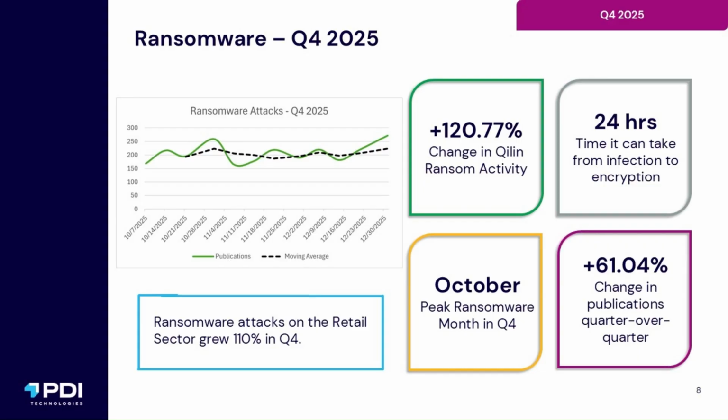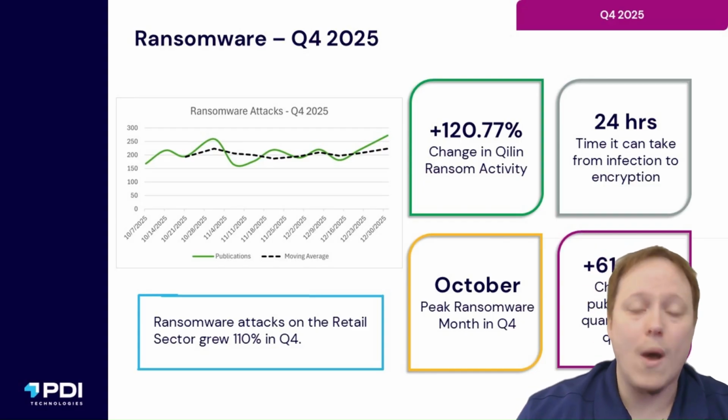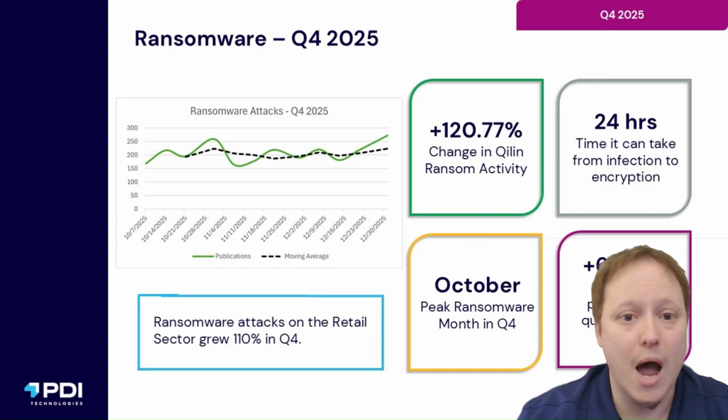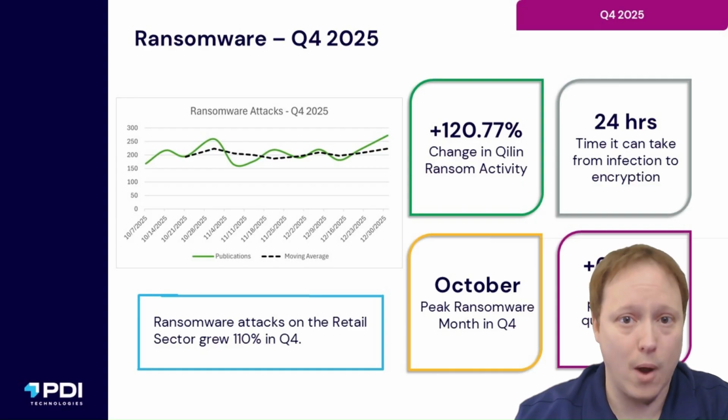When we look at ransomware in general for Q4 of 2025, we did see an increase of about 61% in activity versus Q3. The way that we measure our activity of ransomware operators, we look at the extortion publications that they publish on their dark web websites.